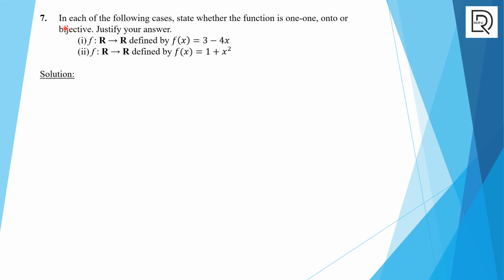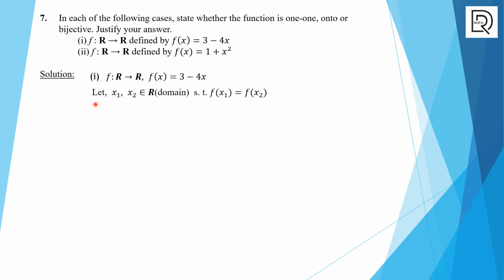So question number 7. In each of the following cases, state whether the function is 1-1, onto or bijective. Here bijective means the function is both 1-1 and onto. Justify your answer. So this is our first question, number 1. This is our given function f from R to R defined as f(x) = 3 - 4x.